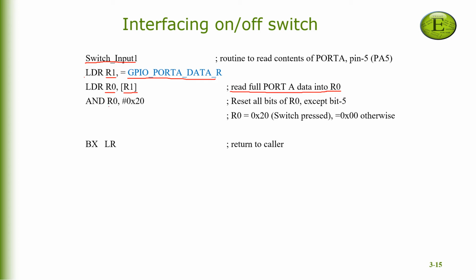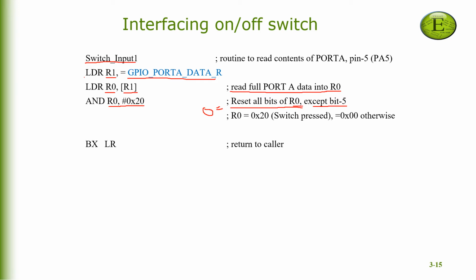And then we're going to take an AND with hex 20, which really means that we are going to retain the fifth bit of the register. We're going to retain only the fifth bit of register R0, and we are going to reset all other bits essentially to 0. So reset really means that we're going to set them equal to 0.